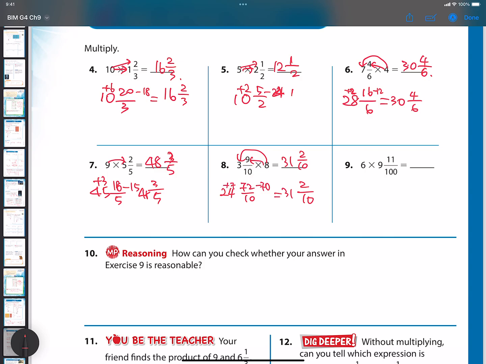And 6 times 9 is what? 54. And 6 times 11 is what? 66 over 100. So you don't have to do anything because 66 is not greater than 100. 54 and 66 over 100.